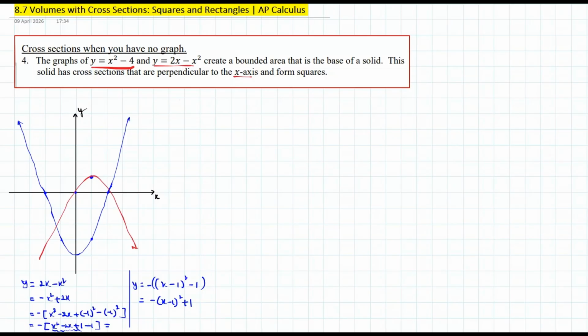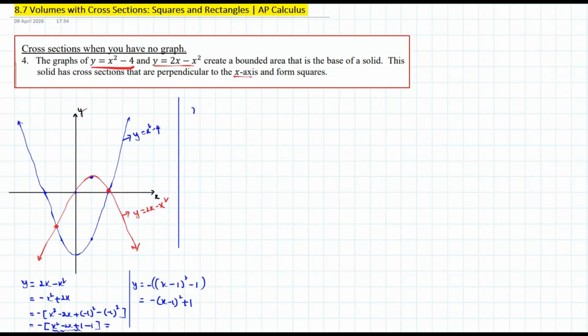So this is y equals x squared minus 4, and the red one is y equals 2x minus x squared. Now we have to find the intersection points of these two curves. So let's find the intersection points.